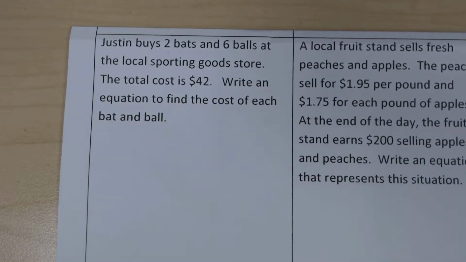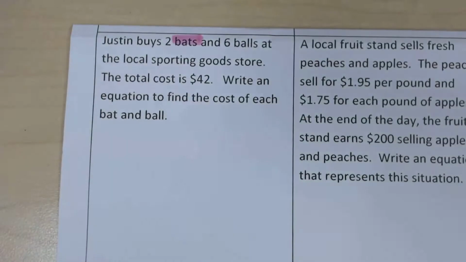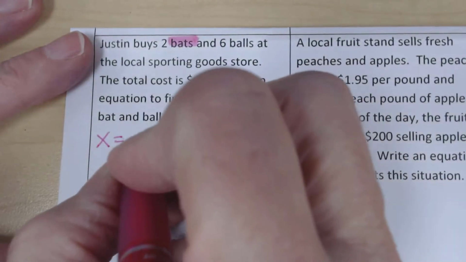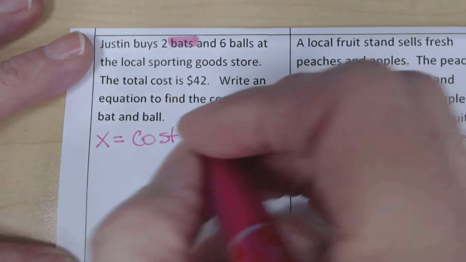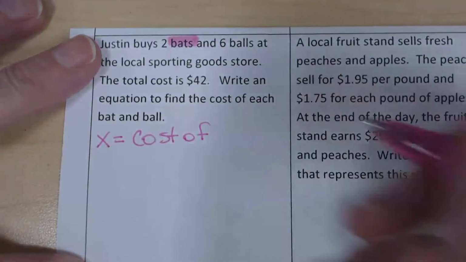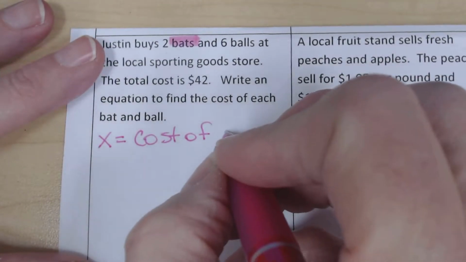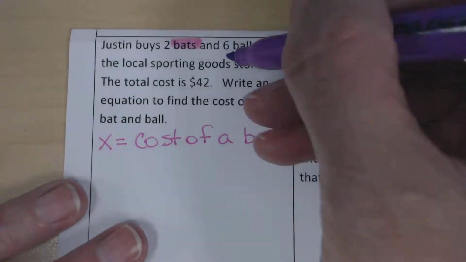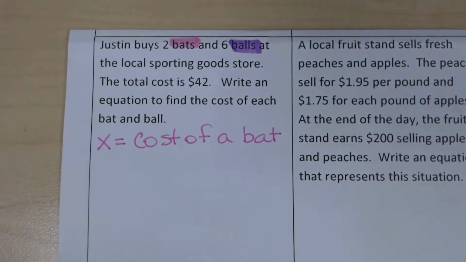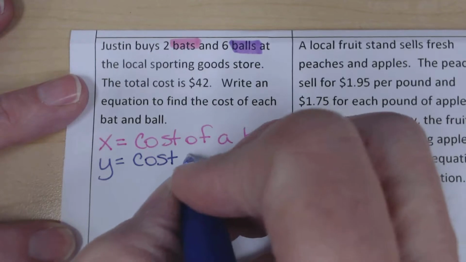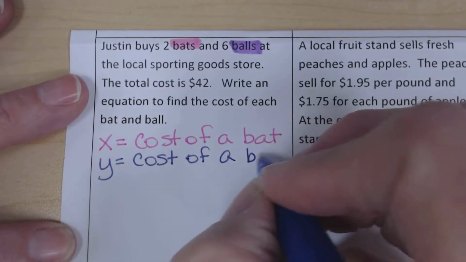So basically, the cost of a bat is one of our variables. So we'll go ahead and look for that. X is going to be the cost of a bat. Since we are looking for cost, we need to know how much each bat costs in order to find out the total of the bats. And then for the balls, we have 6 of those, but we're going to let y equal the cost of each of those balls, or the cost of one ball.